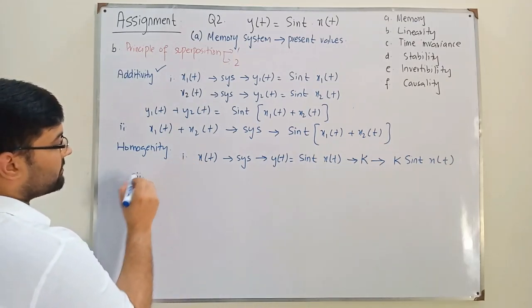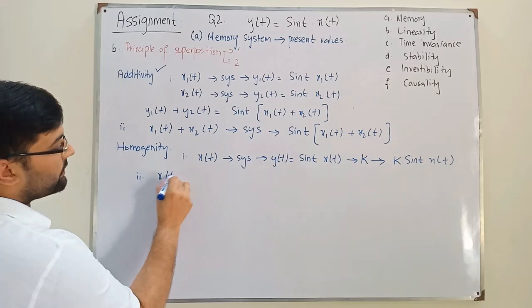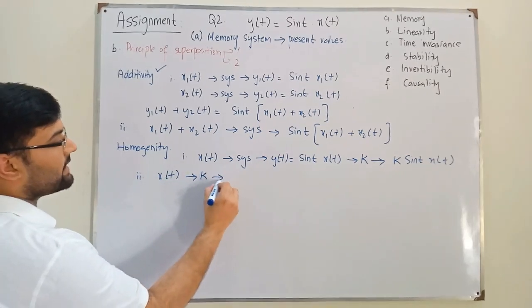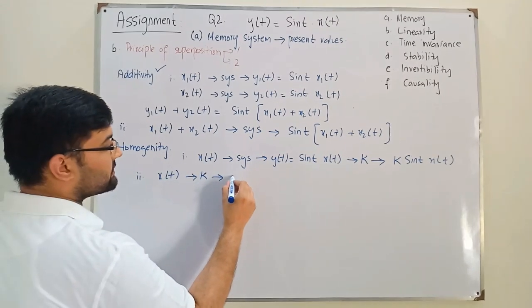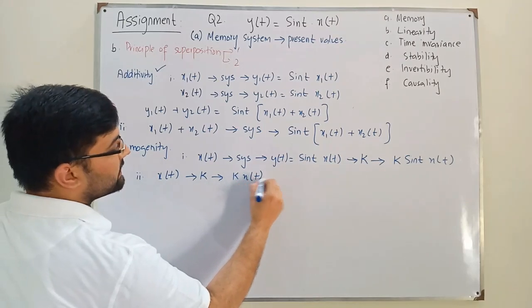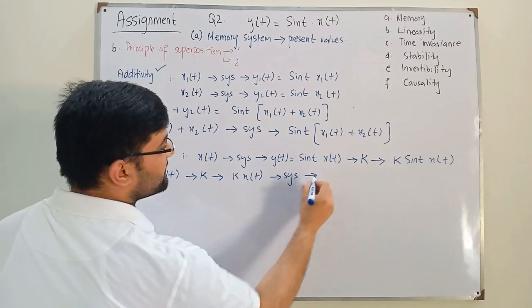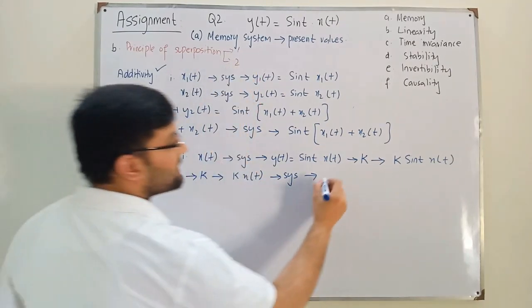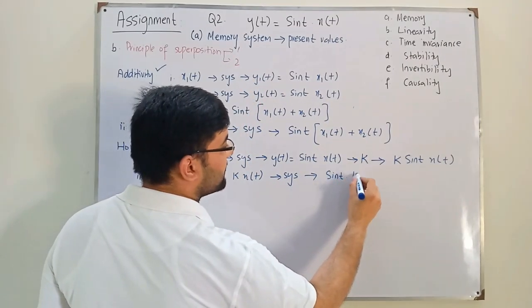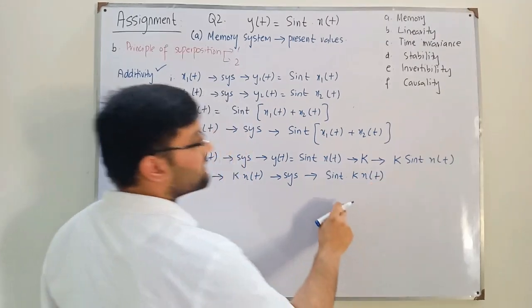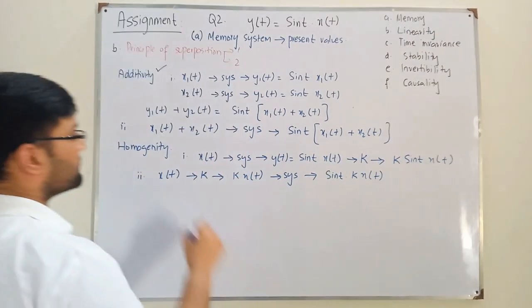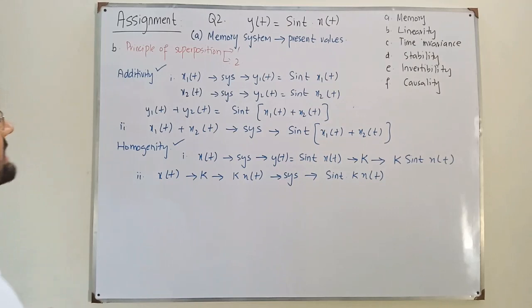For checking step number two, what do you do? You have the input x of t. First you multiply k with it, a constant, so you have k times x of t. This is now your input, which you feed to the system. And the system behavior is what? To multiply sine of t with the input. So sine of t multiplied by k times x of t. So have a look, this is the same as this. Which means the homogeneity property has been satisfied.